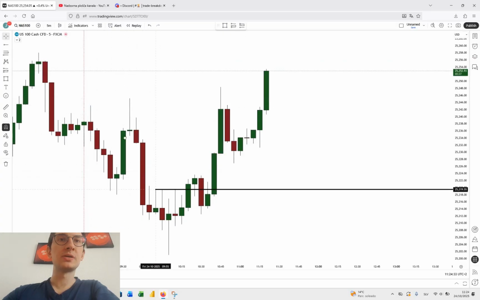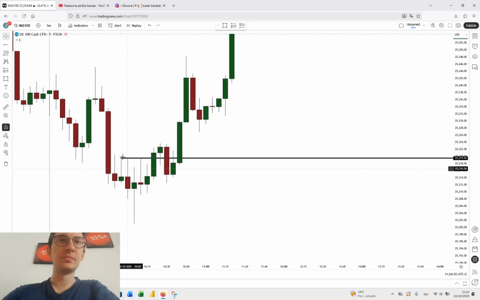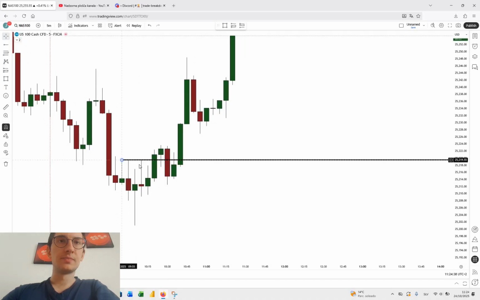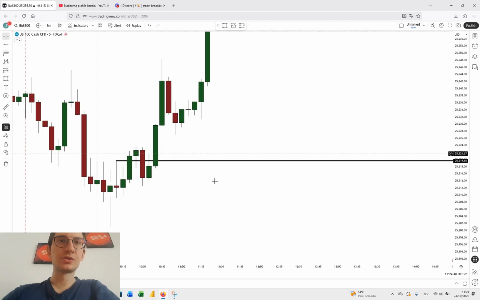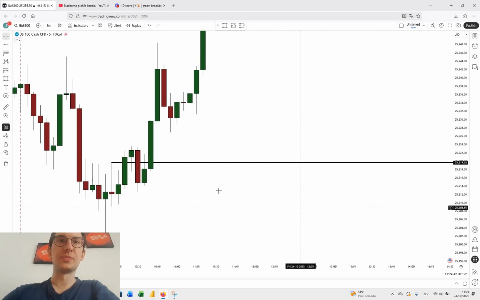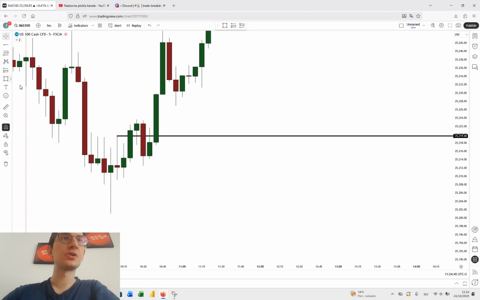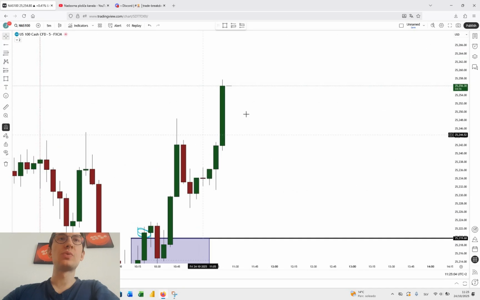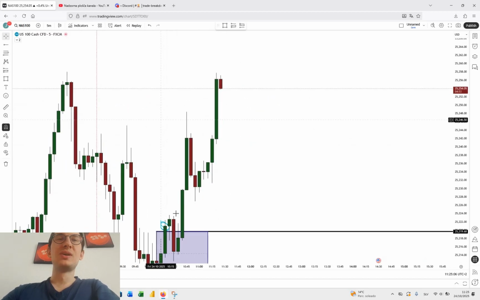Bearish, bearish. Not anymore, bro. We broke structure to the upside right now here. So what does that mean? That means that now we are in a bullish market. So where was the bullish order block? The last red candle that happened, it was this one. So now, as you can see, we are in a bullish market.